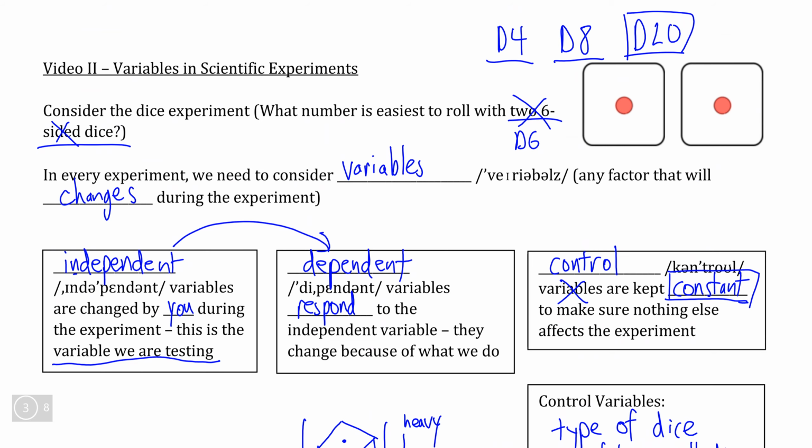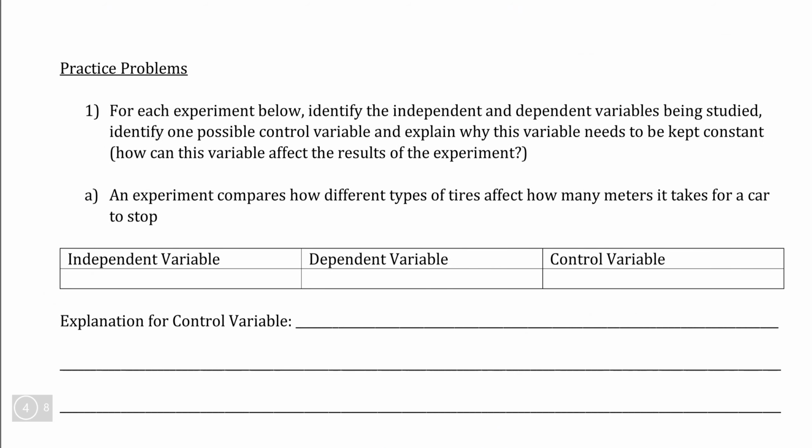To make sure that you understand this, take a look at the practice problems that follow, in which different experiments are described, and from these descriptions you need to identify the independent variable, the dependent variable, and one possible control variable, and explain why this variable would change the results of your experiment and therefore needs to be kept constant.